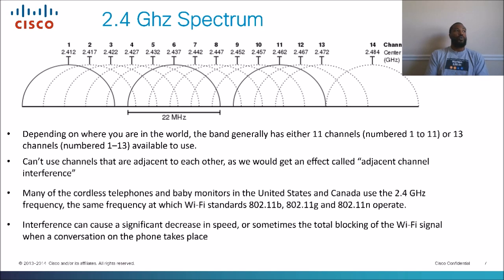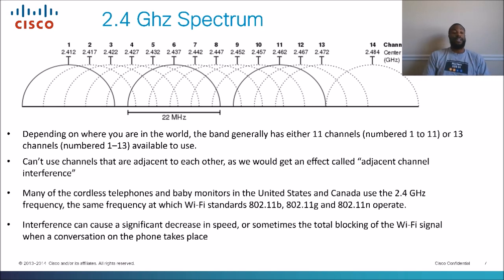So when you've got a 2.4 gigahertz Wi-Fi radio, you need to be on specific channels, or else you're going to get interference, just like when you're changing the channel of an AM or an FM dial. Interference can cause a significant decrease in speed, or sometimes a total blocking of a Wi-Fi signal when a conversation on a phone takes place. So again, a 2.4 Wi-Fi radio operates on the same range as a microwave or whatever. If you're too close to a microwave that's in the 2.4 gigahertz range, you're going to get what's called co-channel interference.